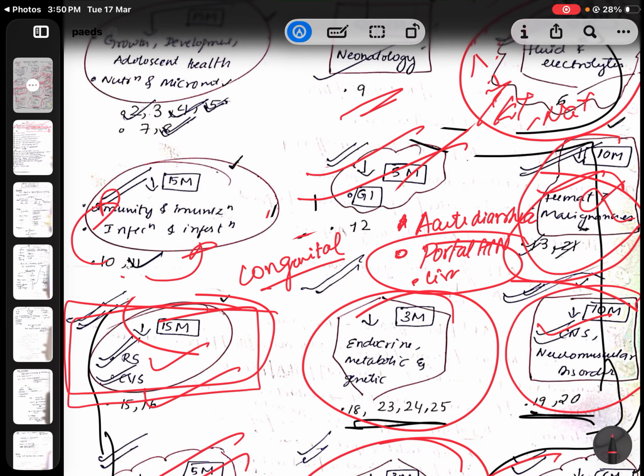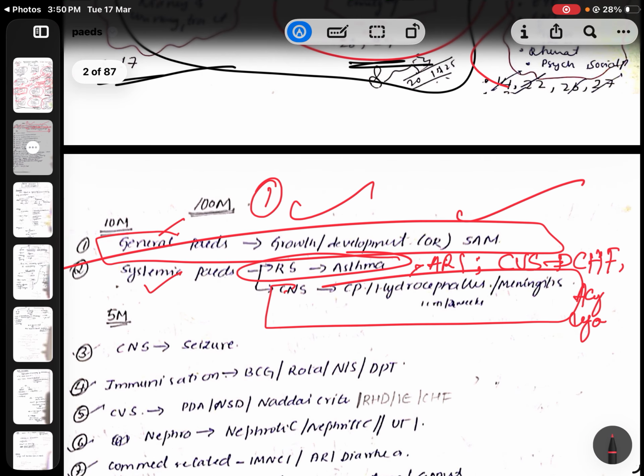So what I feel is that since this topic has 15 marks, one question might be a 10 marker from either RS or CVS. Most probably these two, I feel. Otherwise, CNS also can be asked. Though they might not follow this strictly, this is what I feel and this is what they seem to be following. Again, asthma you can study later. So this is what I wanted to give you, a brief overall idea.